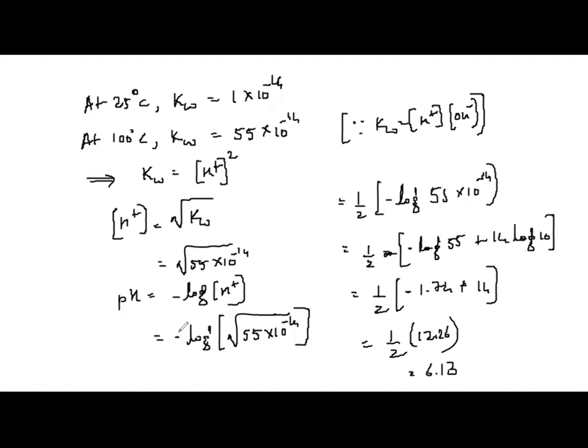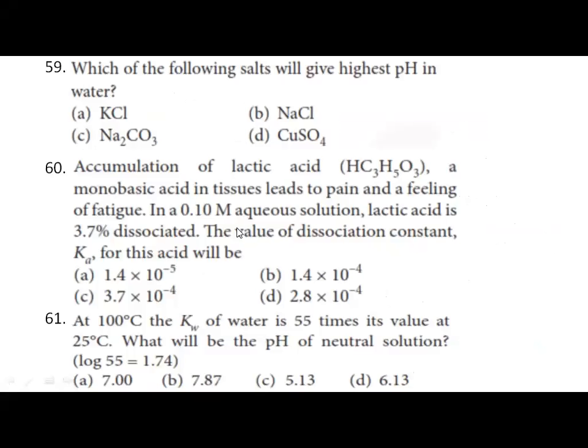Is that clear? First find the H plus ion concentration, then take the pH. This is pH, and further calculations are left up to us. So 55 into 10 raised to minus 14 can be written as, when minus 14 is there, it comes here and becomes plus 14. Is that right? So the answer is 6.13. What is the correct option? 6.13. That is the correct option.